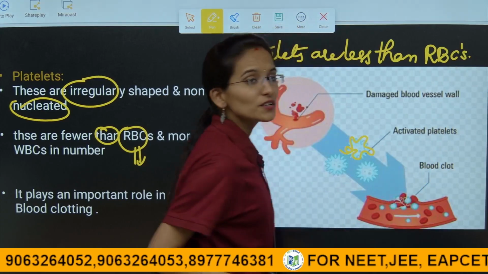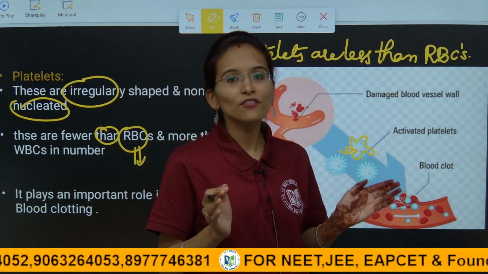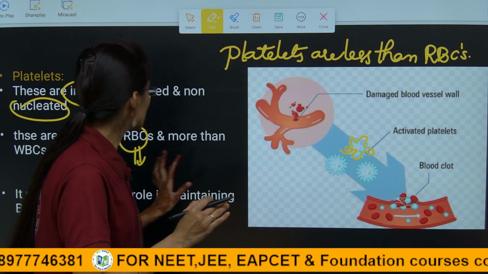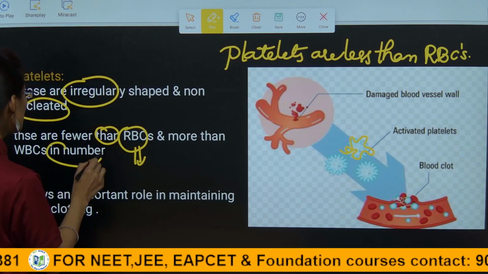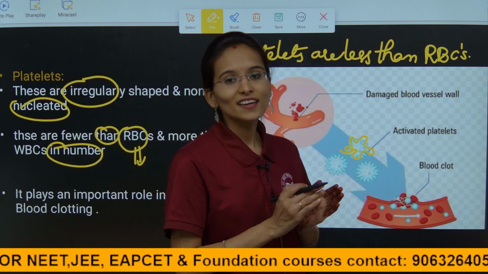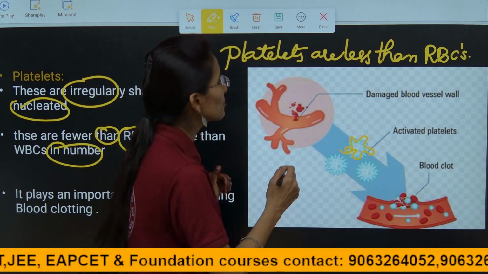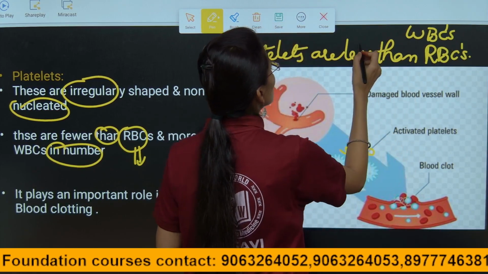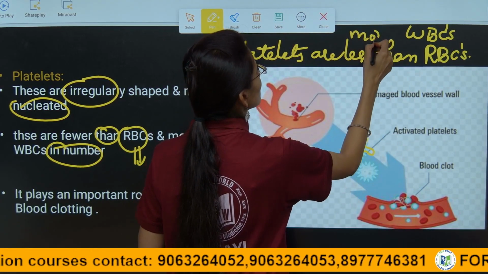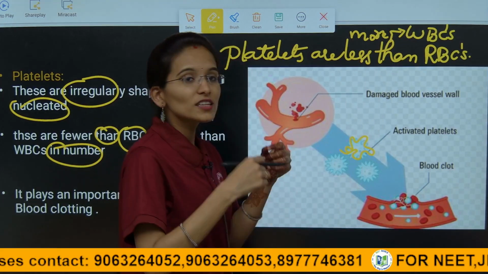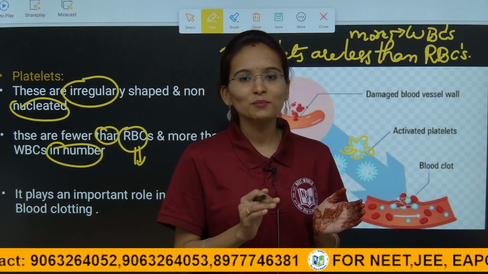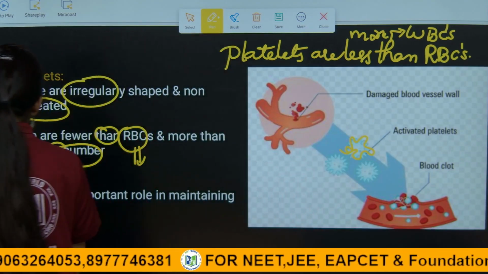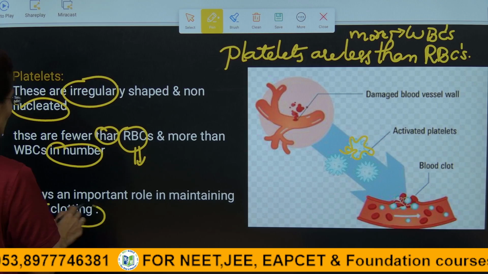When compared to the number of red blood cells, the number of platelets is very less, and they are more than WBCs in number. They are less than the RBCs and more than the WBCs. It means they fall in between, in the middle. And they play an important role in maintaining blood clotting.